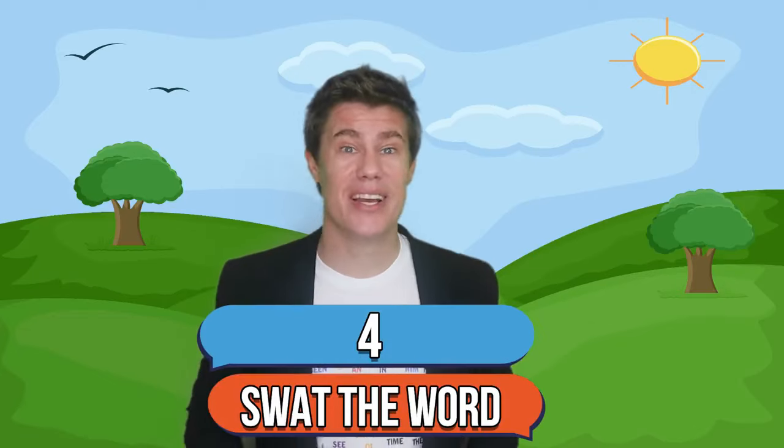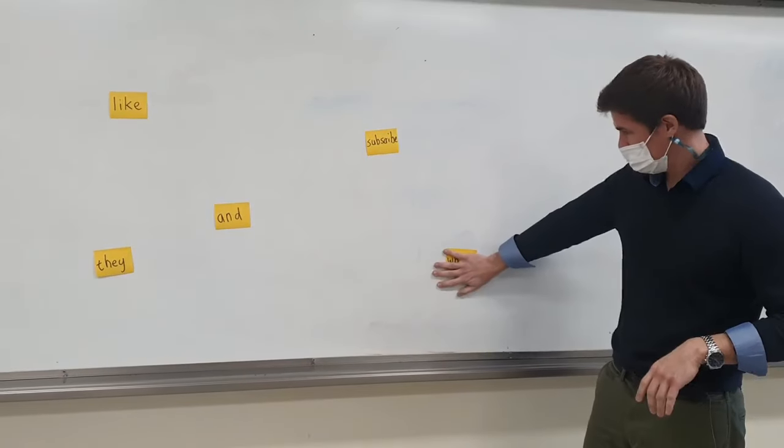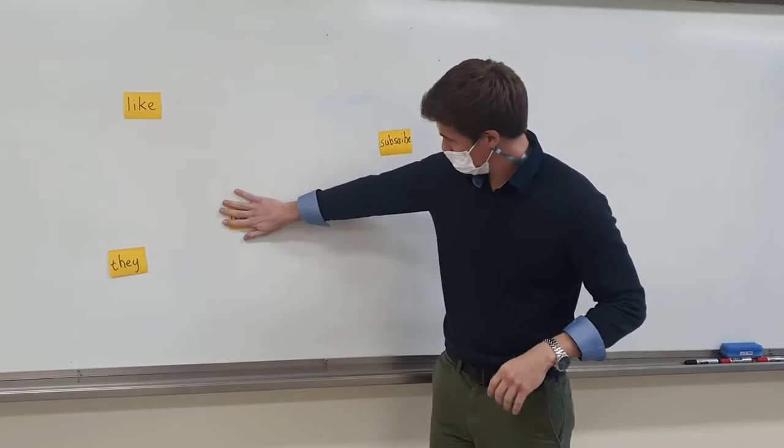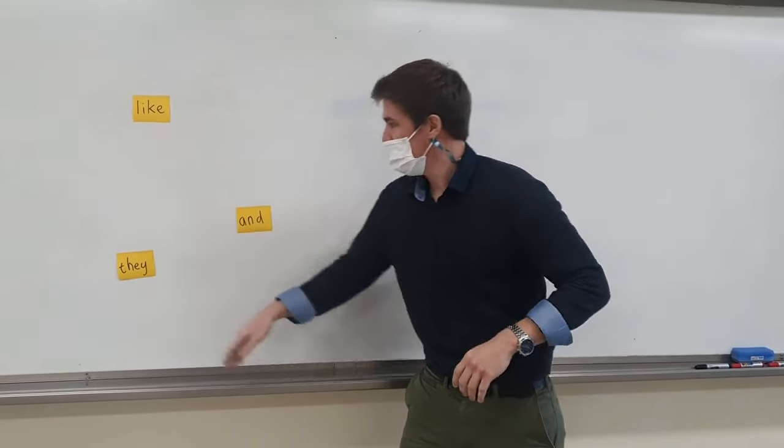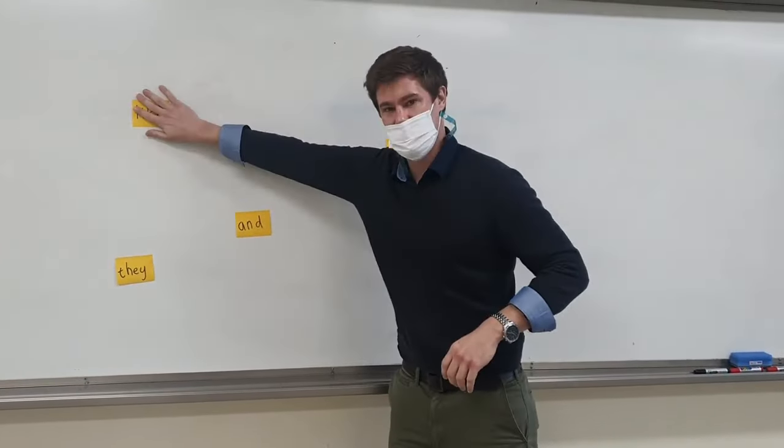4. Swat the word. You can lay down cards or post-it notes with sight words on them. Call out the sight word and the student has to swat it. It can also be played in groups where you call out the words on the board with competing teams. Line the two teams up and a member of each team has to slap the correct word.